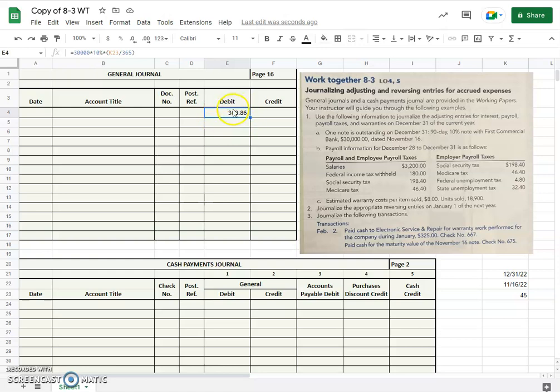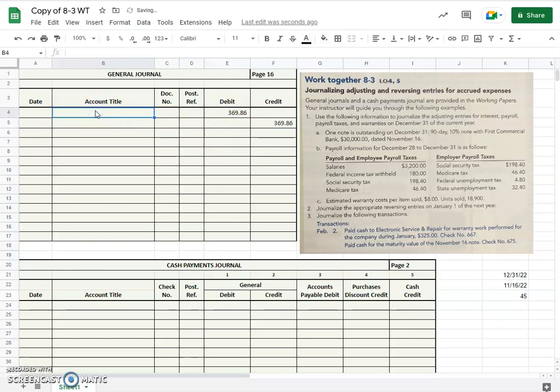$369.86 is what we need to accrue, because that portion of the note should be charged to this calendar year for our financial statements. Okay, so then we're going to go ahead and put that as a credit amount as well. So for the accrual, we'll put interest expense as our debit, and then interest payable will be our credit, because we do need to pay that at some point, but it's not due yet. So it is a liability on our books. That is on December 31st.